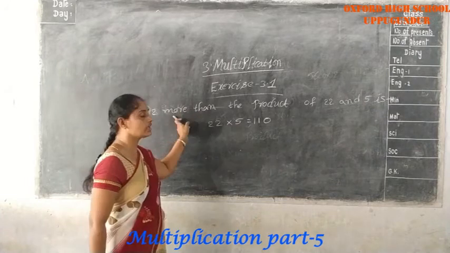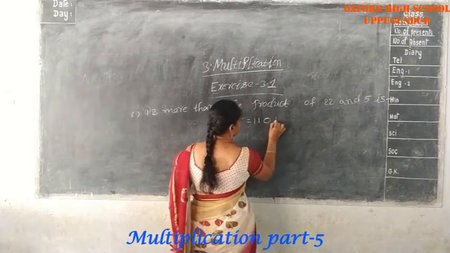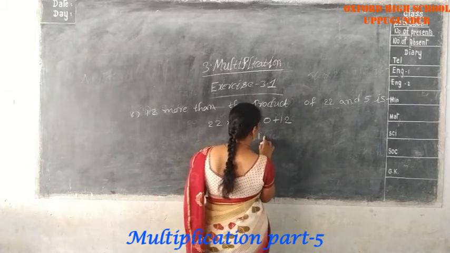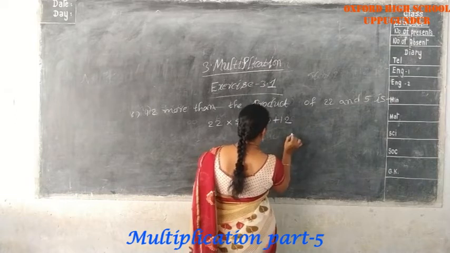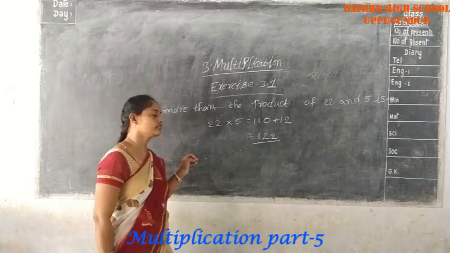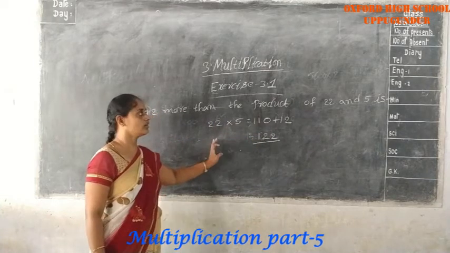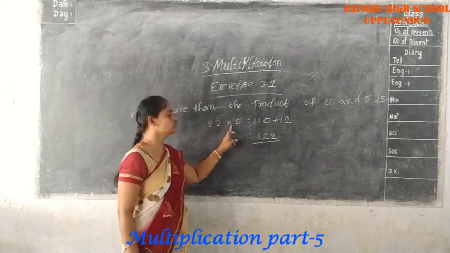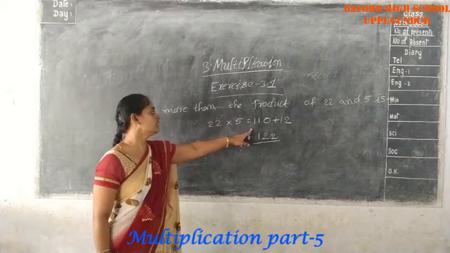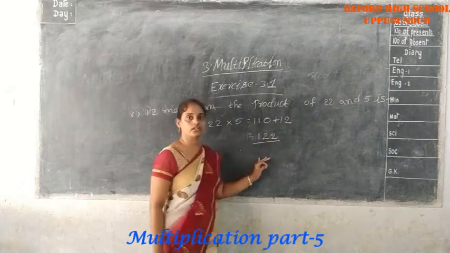See, more than means adding. More than means adding. Add 12. Now the answer is 122. See, 12 more than the product of 22 and 5 is. The product of 22 and 5 means 22 into 5. 22 × 5 is 110. More than means adding. 110 add 12. 110 plus 12 equal to 122.